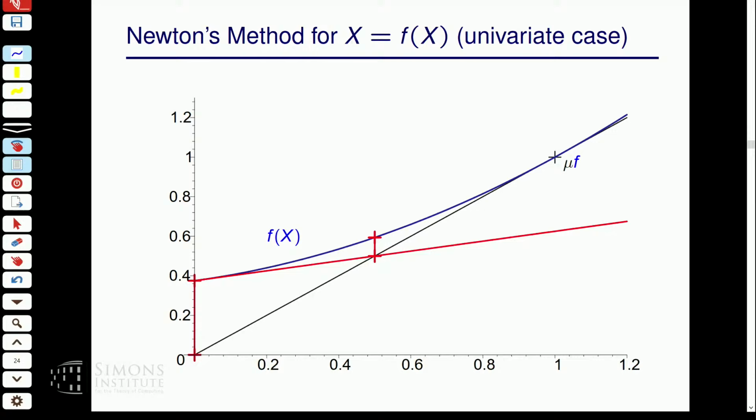Good. And now you do the same. You compute the best linear approximation to the curve. You compute the intersection. And then you compute the value again, and so on. And even visually, you can see that this goes faster. What are the assumptions on F for this to work? Differentiable? Yeah, basically differentiable.